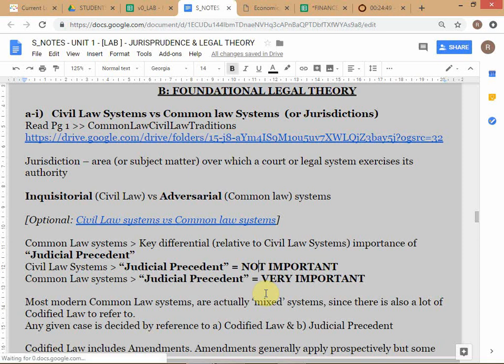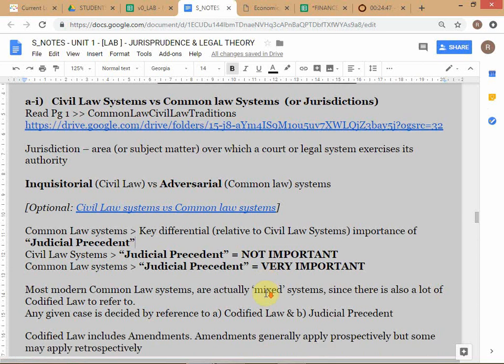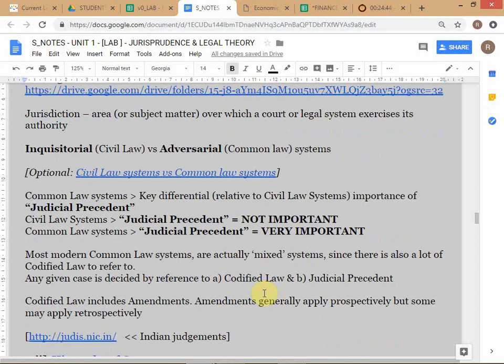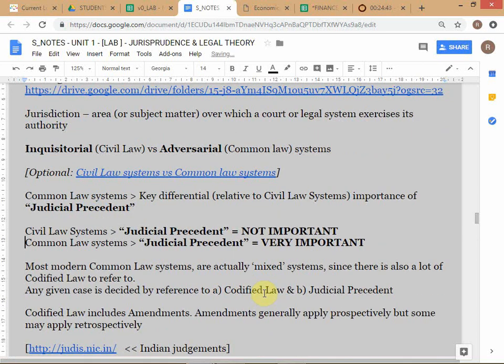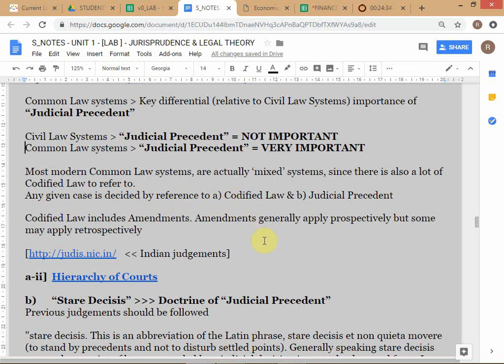Judicial precedent is another term that we are learning. We are learning that in civil law systems, judicial precedent is not important, and in common law systems, judicial precedent is very important. This is the most important distinction between the two systems. So let's understand what is meant by it. I'll just briefly explain what judicial precedent is before we go into it in detail.